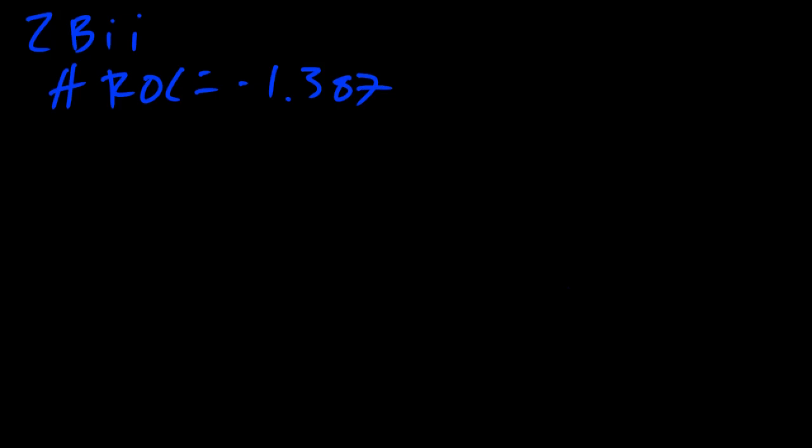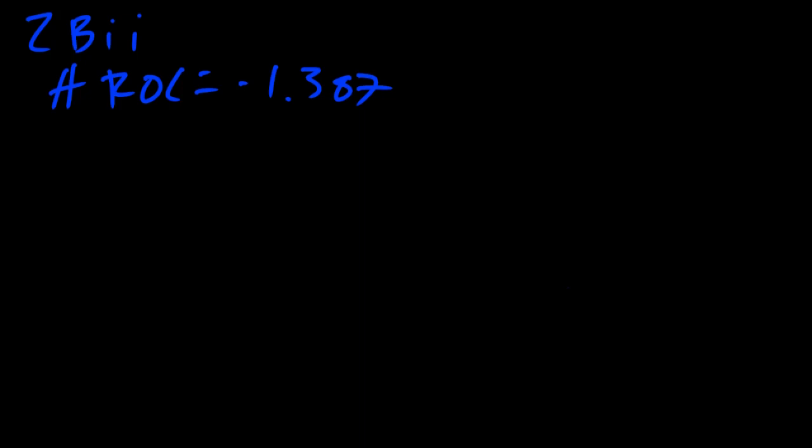Remember that average rate of change is basically just slope. So since it's just slope, that means that in this case, the points just decrease by 1.387 per month.